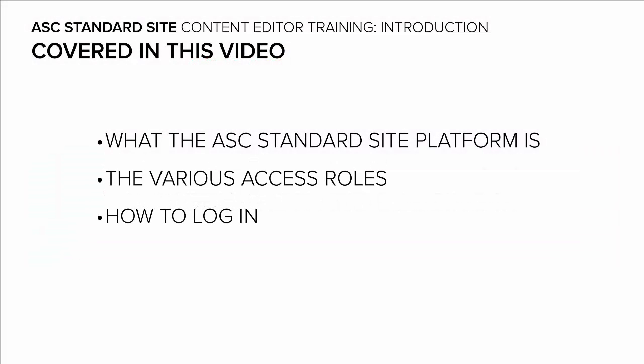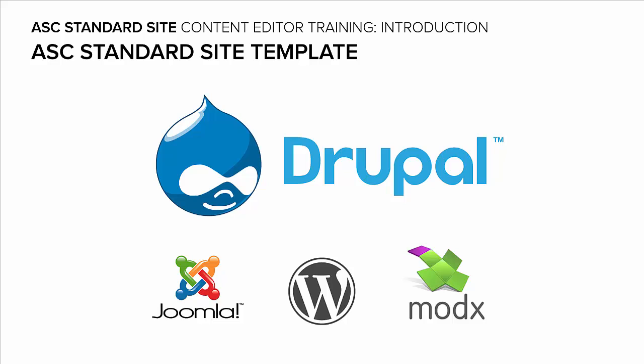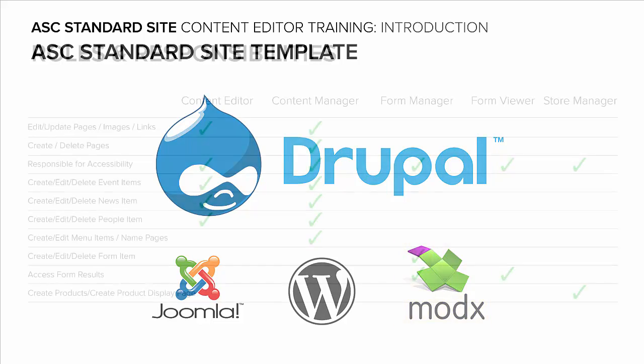Our sites are based on a Drupal content management system, and by the end of this first video, you will know a little bit about ASC standard sites, access roles available to users, and how to log into your website. Drupal is the content management system platform on which the College of Arts and Sciences has built a flexible standard template for our websites. Other CMS platforms you may have heard of or used may include Joomla, WordPress, and ModX.